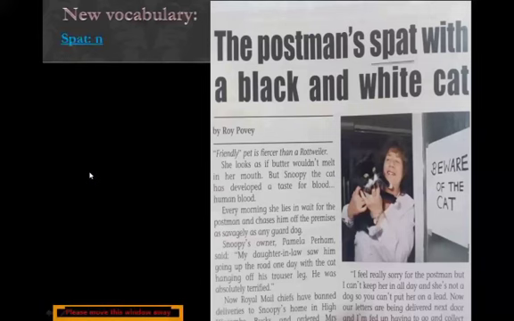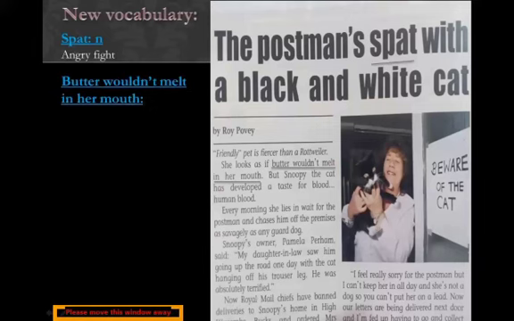Okay, let's discuss some new words here. The word spat, we just said earlier that it means angry fight. What does this expression mean, when you say butter wouldn't melt in her mouth? So we have a pet cat here. Her name is Snoopy, and she seems to be friendly, cute, and kind. But I think in real life, in fact, she's not. She's wild and fiercer. Fierce here means wild. So the cat is fiercer than a Rottweiler. So what does this expression mean? Butter wouldn't melt in her mouth. Any suggestions?